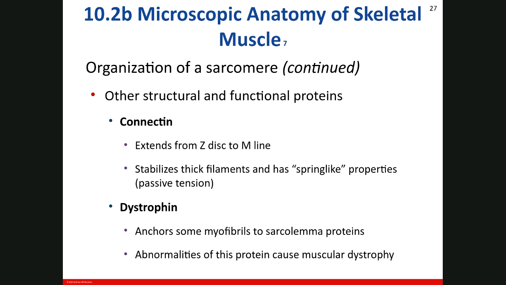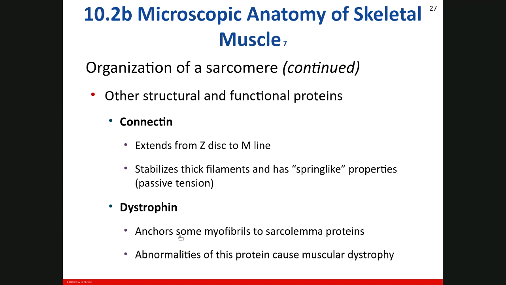We have two proteins in the sarcomere, one of which I talked about for you. One of these proteins is called connectin. Connectin is the spring-like protein which attaches our thick filament to the Z line. It extends from the M line to the Z line, and it helps keep the organization stable. And the other protein is called dystrophin. Dystrophin is the protein which anchors some myofilaments to the sarcolemma protein.